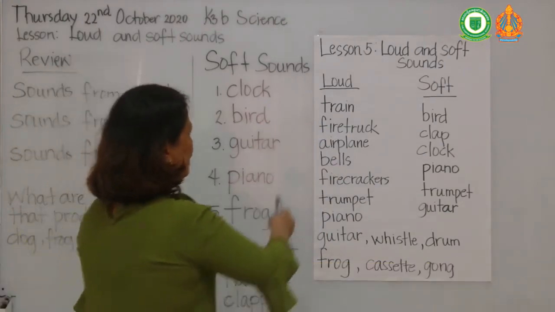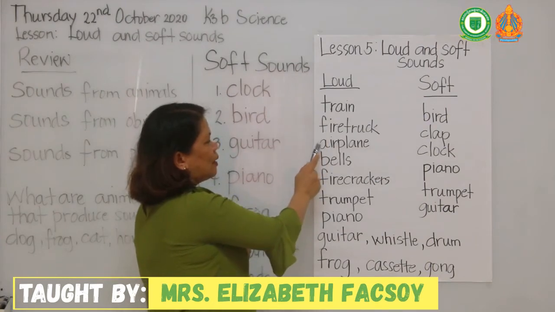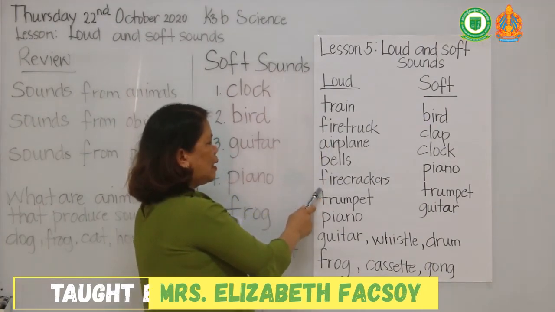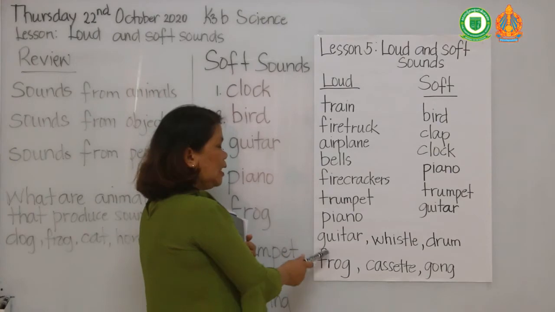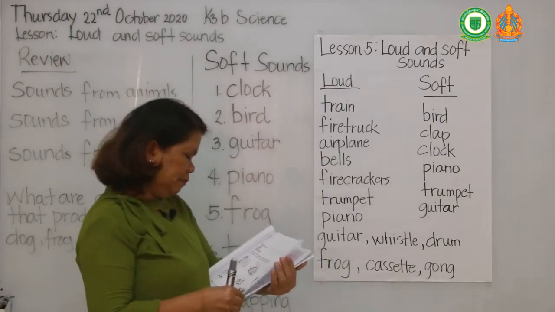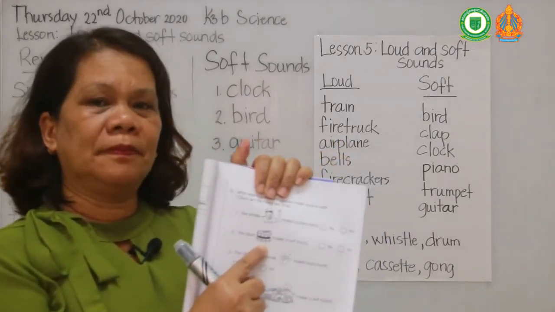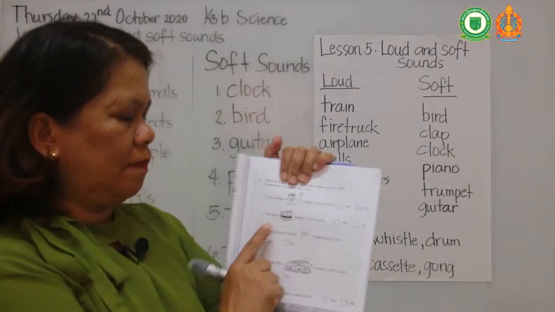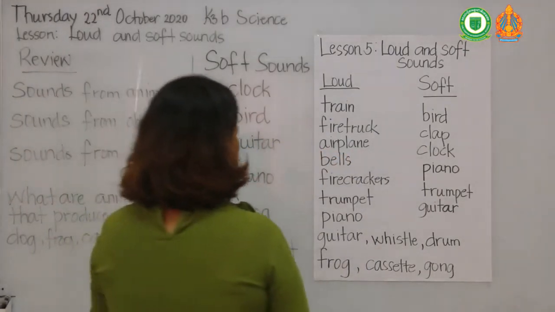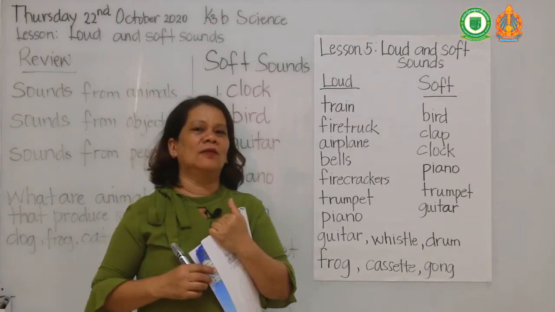Okay, so here are the loud sounds, as I have told you. Train, fire truck, airplane, bells, firecrackers, trumpet, piano, guitar, whistle, drum. Do you know what a drum is? What's the picture of a drum? This is a drum. Alright, so frog also has a loud sound.